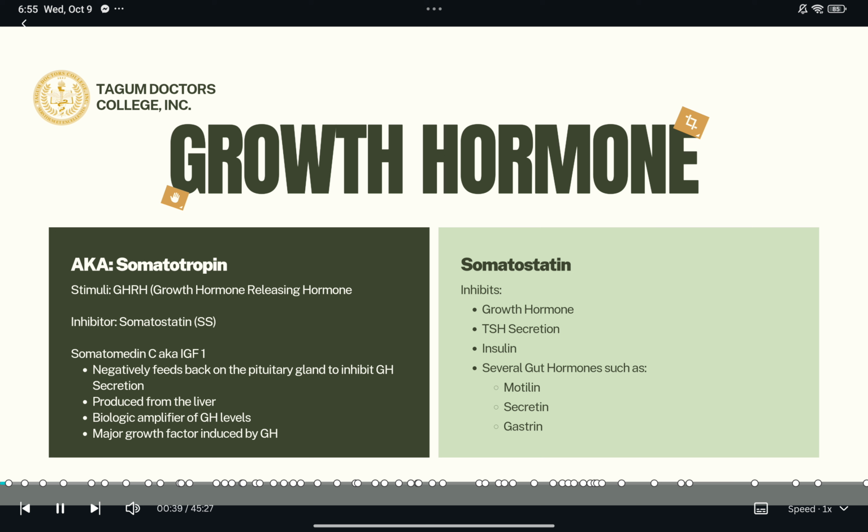Somatostatin inhibits growth hormone, TSH secretion, insulin, and several gut hormones such as motilin, secretin, and also gastrin. We also have IGF-1, also known as somatomedin C. This negatively feeds back on the pituitary gland to inhibit growth hormone secretion, is produced from the liver, and is a biological amplifier of the growth hormone levels. It's a major growth factor induced by growth hormone.